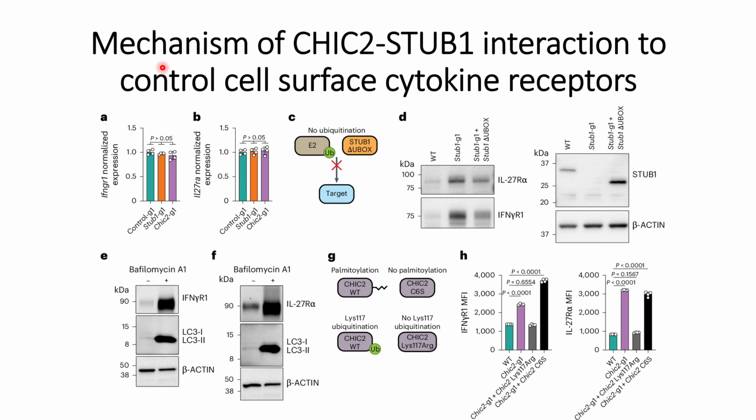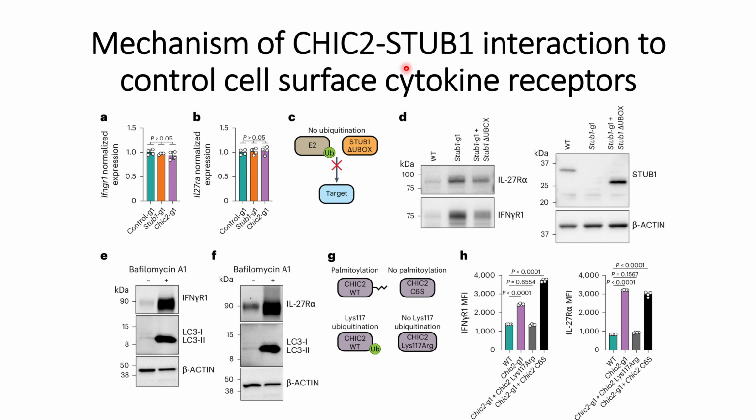In this video, we will discuss the mechanism of CHIC2 and STUB1, and how they interact to control the cell surface cytokine receptors, mainly IFNgR1 and IL-27R-alpha. In the previous video, we understood that CHIC2 and STUB1 can interact with these cell surface cytokine receptors and help in regulating them.